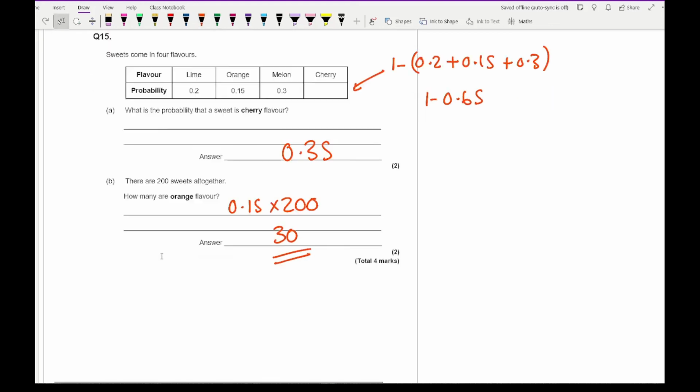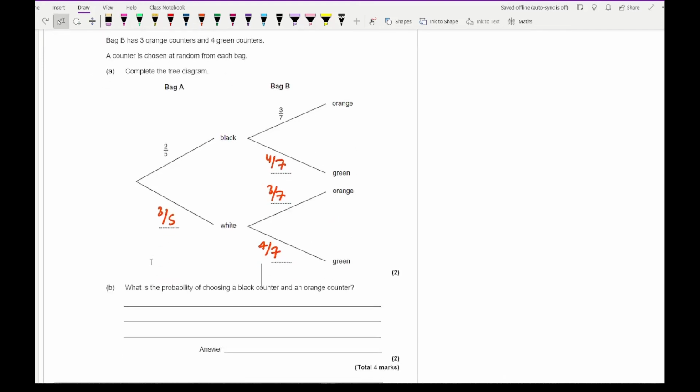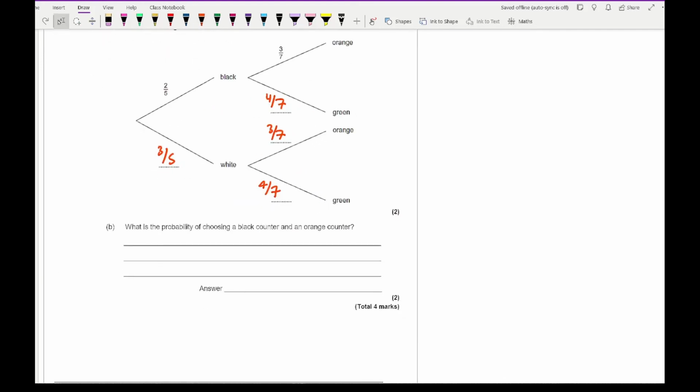Then moving over to question 16. So again, we've got bag A has 2 black counters and 3 white counters. Bag B has 3 orange counters and 4 green counters. And the question is asking me to complete the tree diagram. So if this first branch is 2/5, then that's going to be 3/5, and that's going to be 4/7, 3/7, and 4/7.